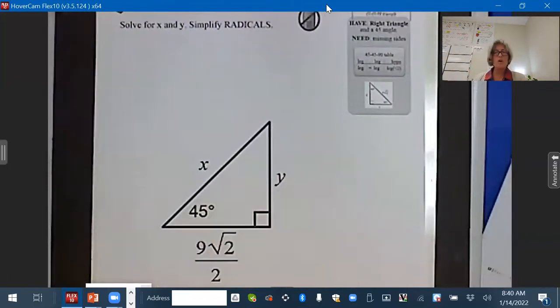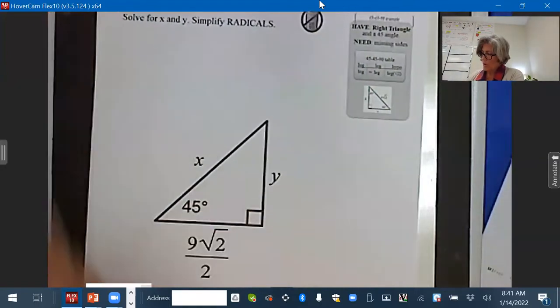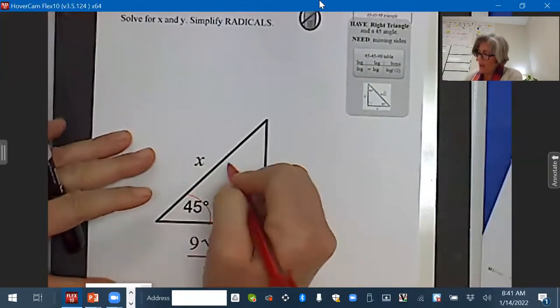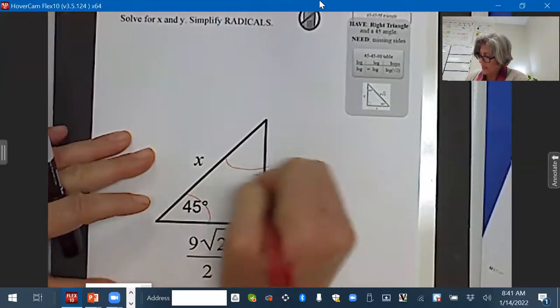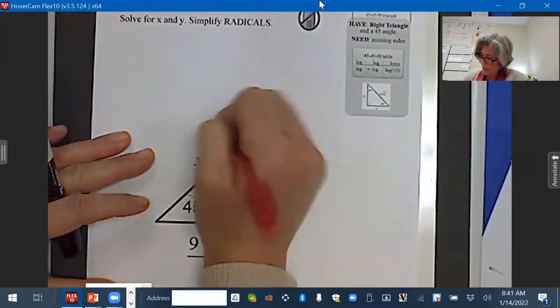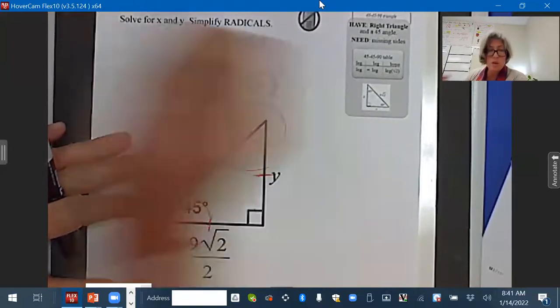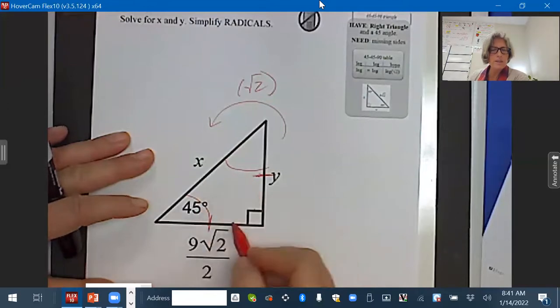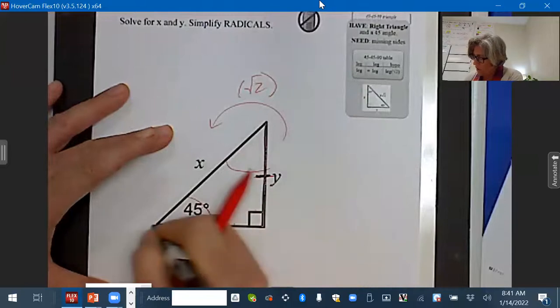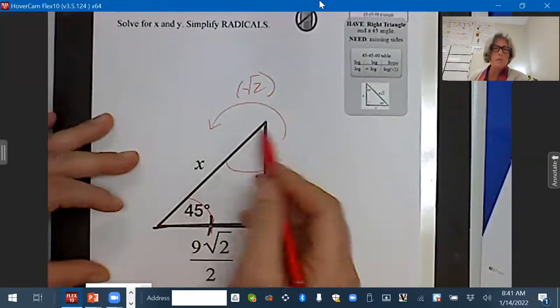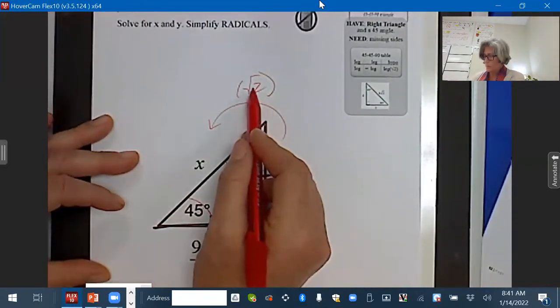Then we have 45, 45, 90, leg, leg, leg, root 2. When you chant it, I'm touching the legs. That means they're equal. The legs are equal in a 45, 45, 90. The hypo is whatever the leg is times root 2.